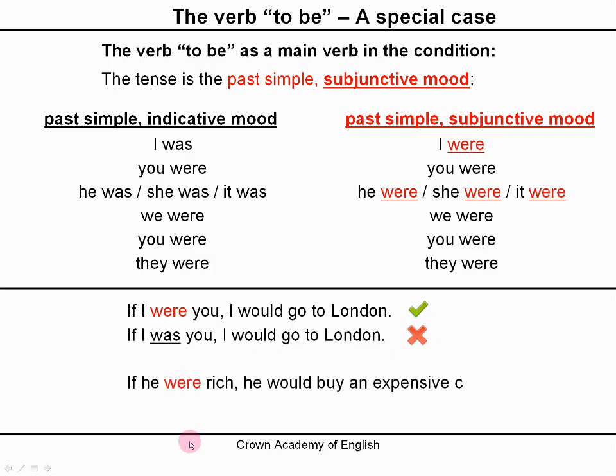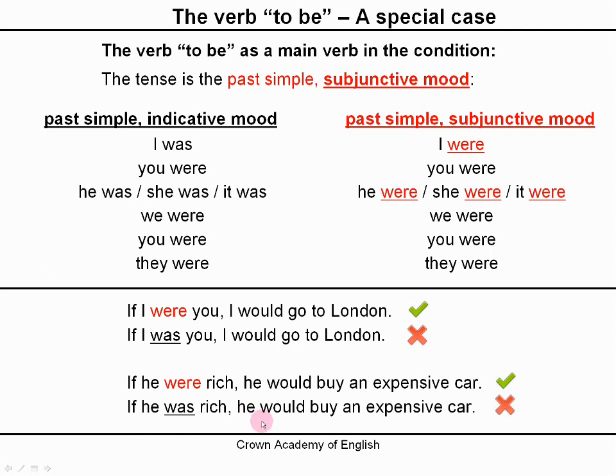If he were rich, he would buy an expensive car. That is correct. And that is wrong. If he was rich, he would buy an expensive car. So this is correct, but this would be wrong. So this is an exception. Okay, it's an exception for the verb to be.